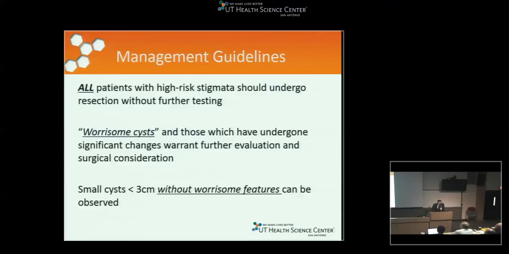All patients with high-risk stigmata should undergo resection without further testing. Worrisome cysts and those which have undergone significant changes, being defined as increase of the main pancreatic duct or development of solid components or mural nodules, warrant further evaluation, typically in the form of endoscopic ultrasound and surgical consideration. Small cysts less than 3 centimeters without worrisome features can be observed at varying frequencies with different radiographic modalities.